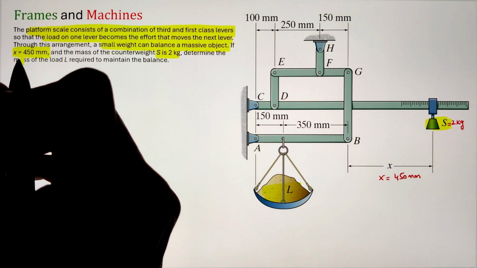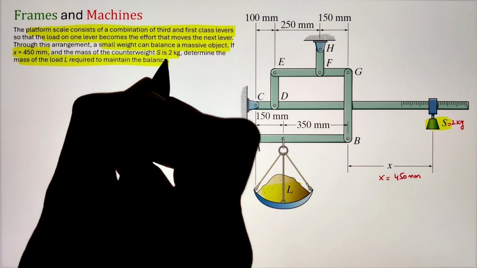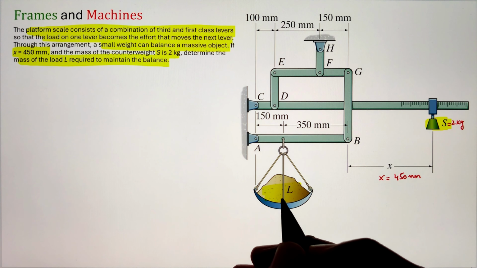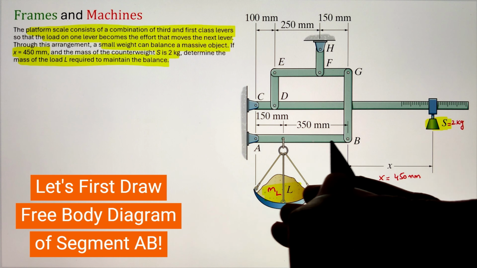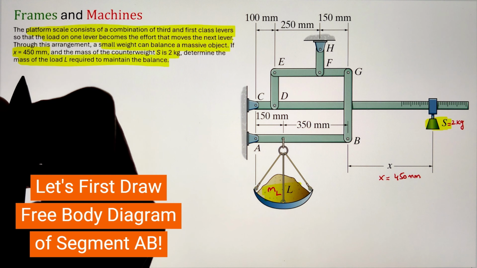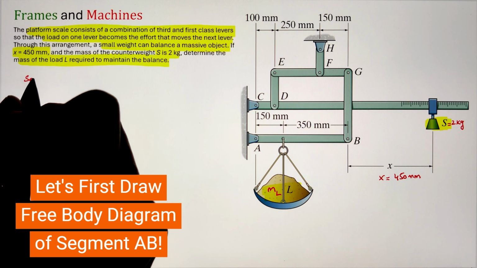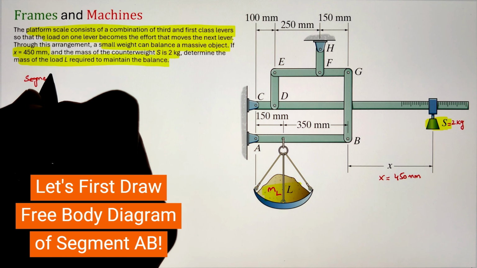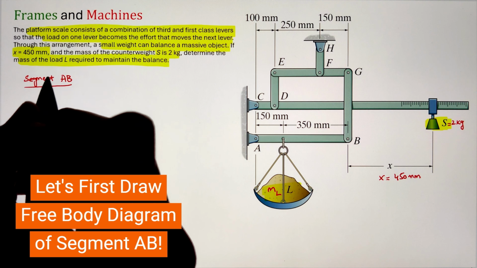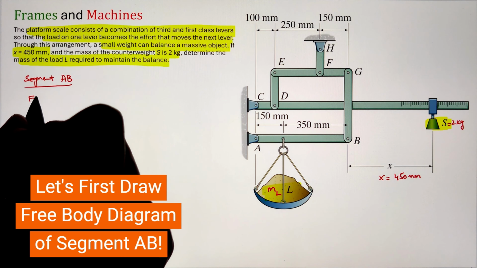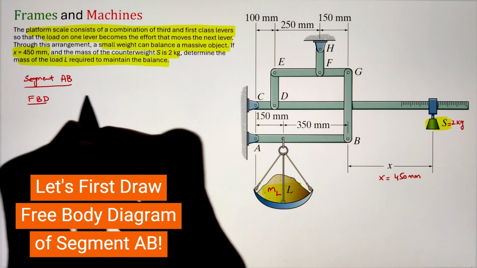To solve this problem, we can start by looking at the individual members and develop their free body diagram to figure out the load in each one of the members and eventually figure out what's the maximum load it can support. So, starting with our segment AB, let's go ahead and develop our free body diagram.